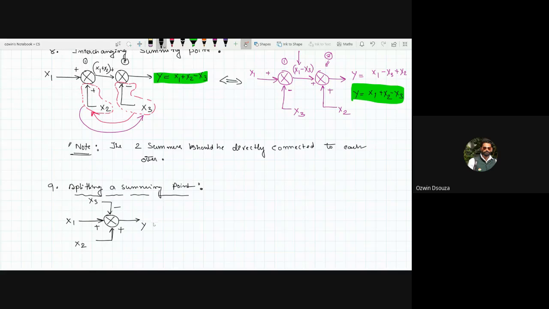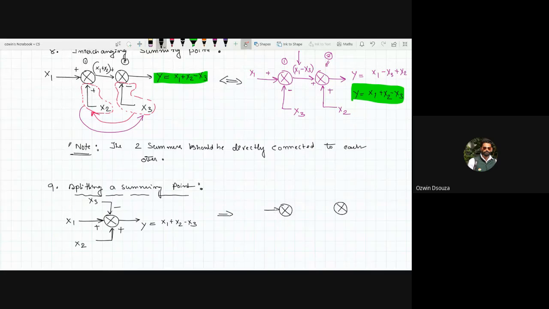Fine. Before doing that, first let us try to find the output signal y. So y is equal to x1 plus x2 minus x3. So based on this equation, you can probably split the single summer into 2 summers.